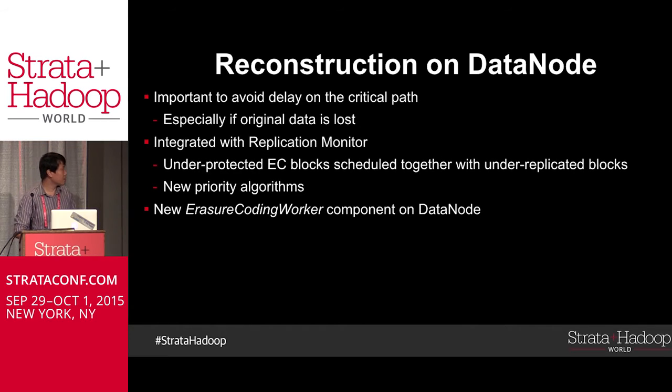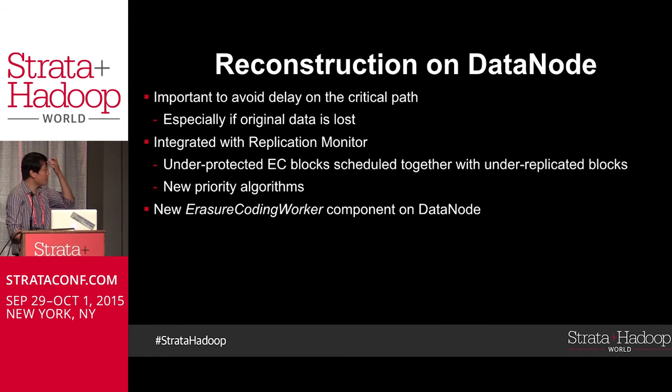On the data node, we run a reconstruction worker, which we call the erasure coding worker. The purpose of the erasure coding worker is to recover data in the background even before it is requested. This is very important to avoid delay on the critical data access path. Especially in an erasure coding group, if the original data is lost and a client is reading the data, there will be a long delay. If the parity data is lost, the consequence is less severe.